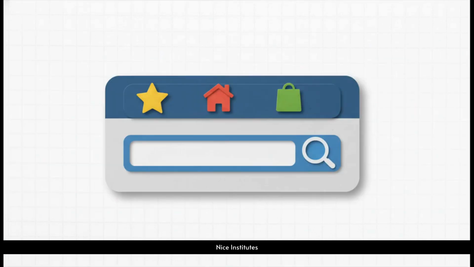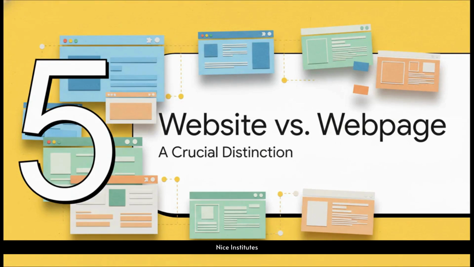Simple. And luckily, you don't have to memorize millions of different web addresses. For the sites you visit all the time, you can just create a bookmark. And for everything else, well, you do what we all do. You just type a few words into a search engine like Google and let it find it for you. All right, to wrap things up, let's just clear up one final super common point of confusion. People use the words website and web page like they're the same thing all the time, but they mean very different things. Getting this distinction right will really make it all click.